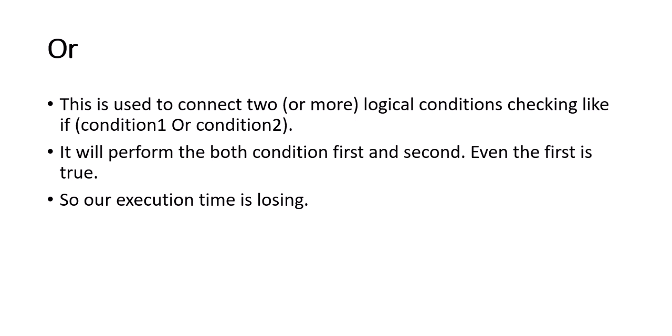So what is the difference between Or and OrElse? In OrElse, it will only perform the first condition, and if that is true, then it will not go for the second one. But here, even if the first one is true, it will go for the second condition. So in this case, the execution time will increase. But in the scenario when you want to check both of the things, then you need to put this condition.